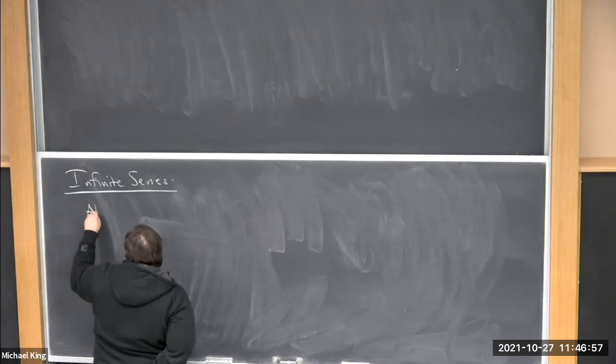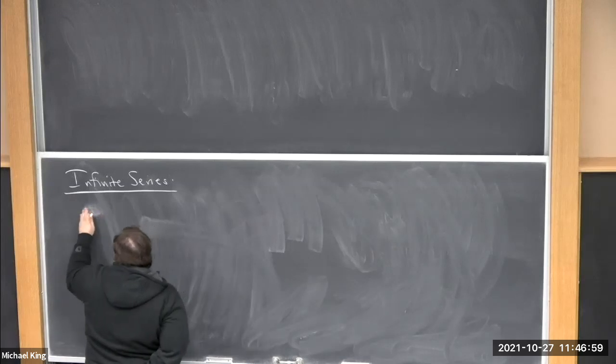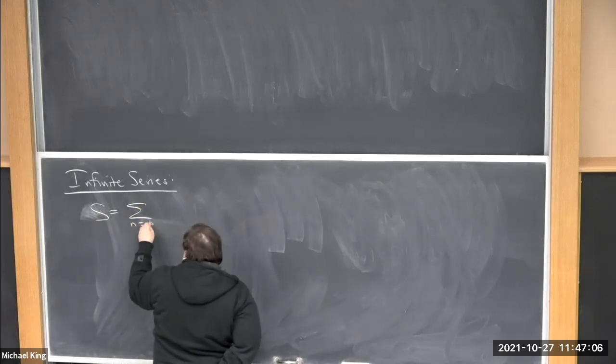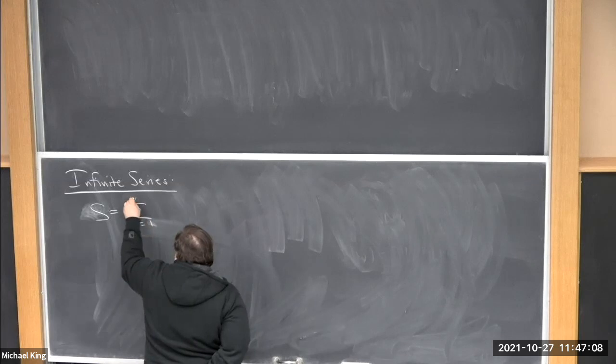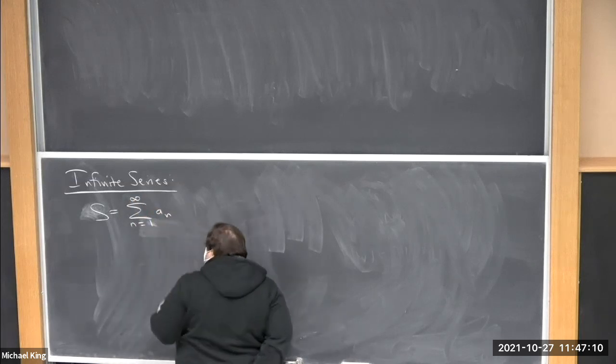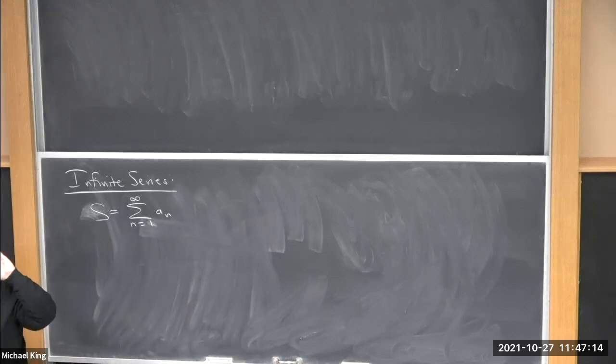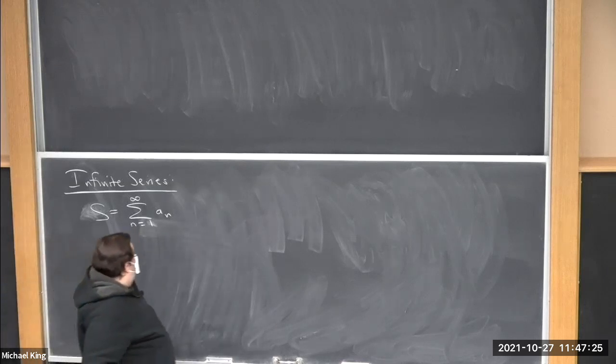So remember, a series is something like an infinite sum, n equals 1 to infinity of some a sub n. That's something that's come up in office hours already: make sure you know the difference between a sequence and a series, because a sequence is just a list of numbers, but a series is adding up a list of numbers.